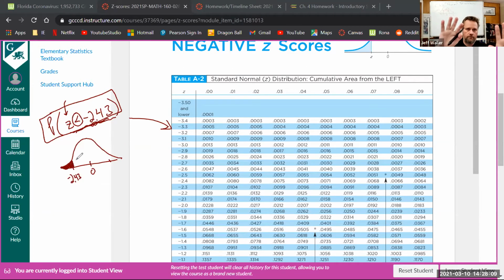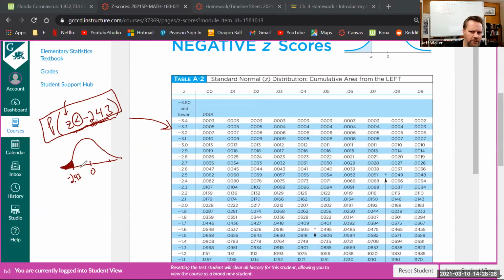Now, don't you already see the answer is less than 50%? Would you agree with me? Isn't this definitely less than 50% of the picture? Yes. In fact, it's less than like 10%. It should be a pretty small answer.